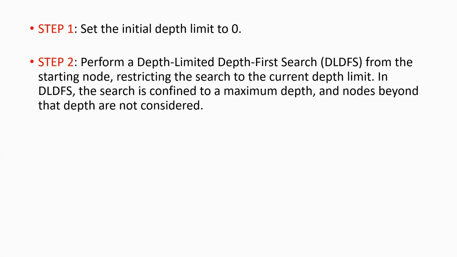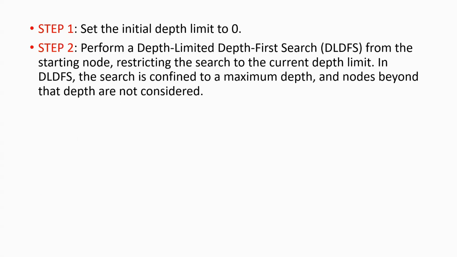And we can see here how to start the iterations. We have initialization of the depth limit: set the initial depth limit to 0. So the algorithm begins by setting the depth limit to 0. This means in the very first iteration, it will only check if the starting node itself is the goal or not. Step two, perform a depth limited depth first search, DLDFS, from the starting node, restricting the search to the current depth limit. In the DLDFS, the search is confined to a maximum depth and nodes beyond that depth are not considered, right?